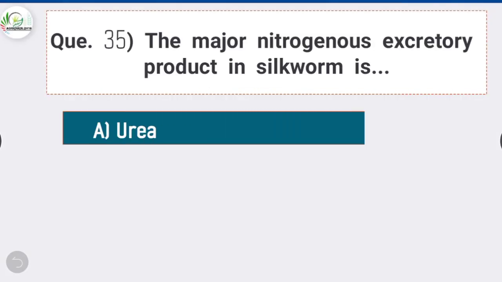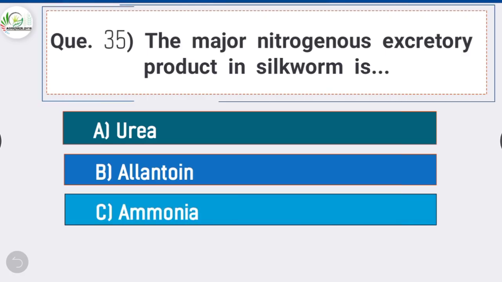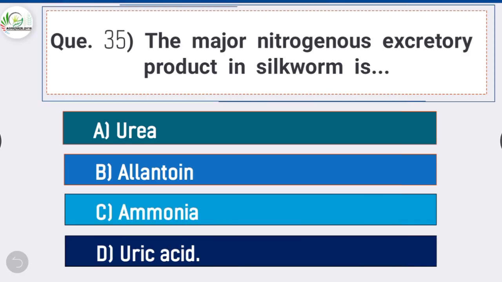Question number 35. The major nitrogenous excretory product in silkworm is, and the correct answer is uric acid. The major nitrogenous excretory product in silkworm is uric acid.